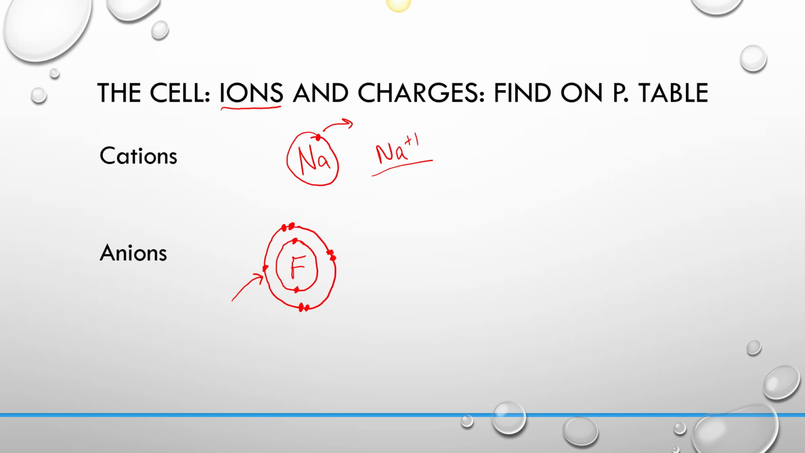Well, what fluorine can do is fluorine can actually accept an electron from someone like sodium that's willing to give it up. Now, if fluorine accepts this electron, it's accepting a negative charge, it's becoming negative by 1. So our ionic form of fluorine is -1. That makes it an anion. So cations have a positive charge, anions have a negative charge.